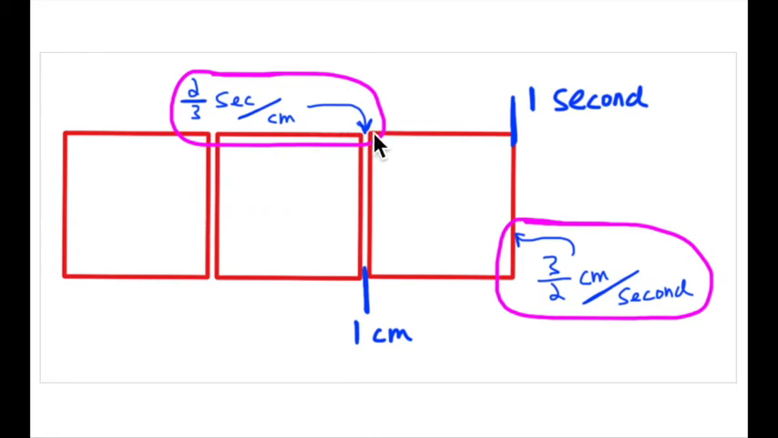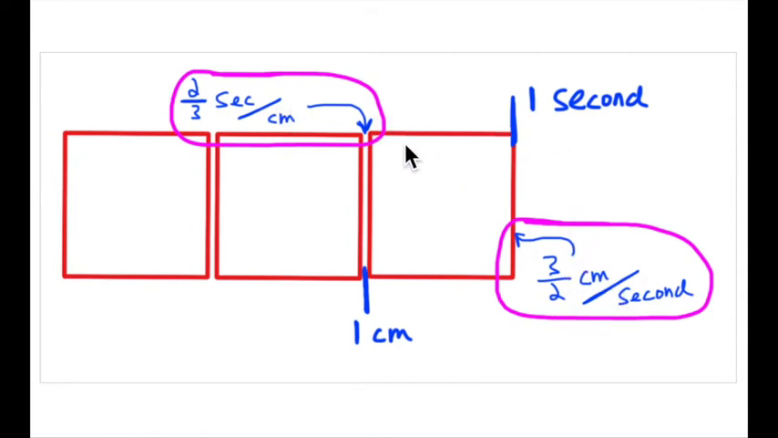So how long does it take to travel 1 centimeter versus how far does that bug travel in 1 second? So this is how far it travels in a second. If it takes 2/3 of a second to travel 1 centimeter, it's going to go farther to get the 2/3 seconds up to 1 second. So how far does it travel? It travels farther than 1 centimeter, because it's more than 2/3 seconds, and it's 3/2 centimeters.